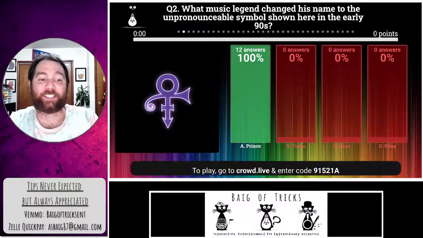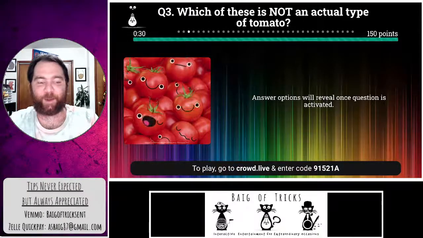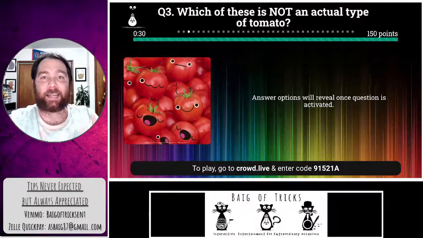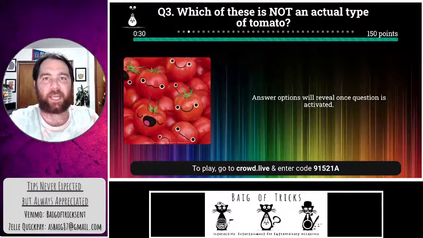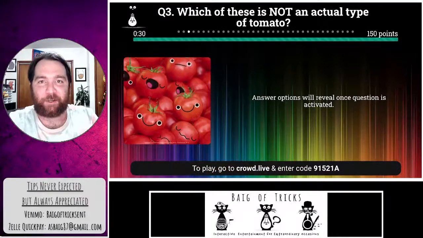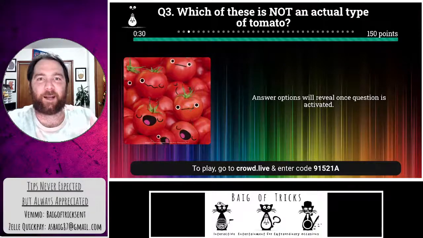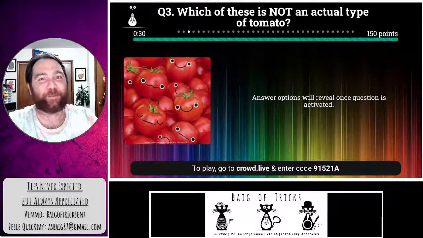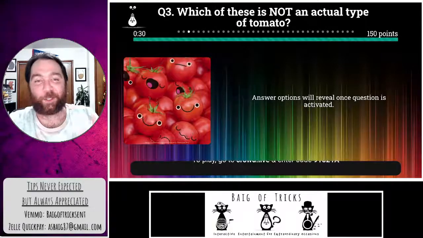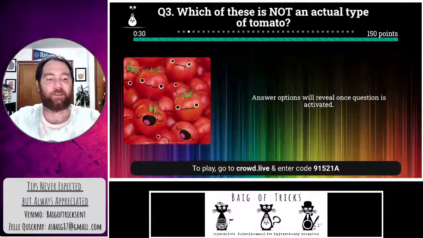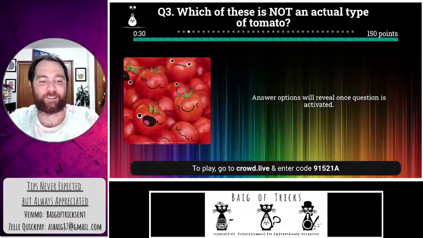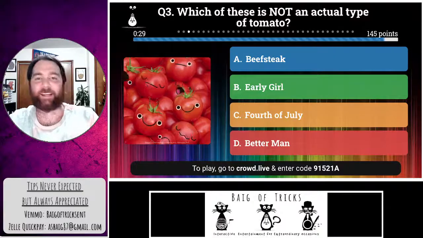All right, question number three. Here's a fun one. Which of the following options is not the name of an actual type of tomato? If you've ever gardened before, you've gone to a nursery to pick up some starting tomato plants, you may have become aware that tomatoes have a lot of different names. Which one of these is not an actual name of a tomato or a type of tomato? Is it beefsteak, early girl, 4th of July, or better man?